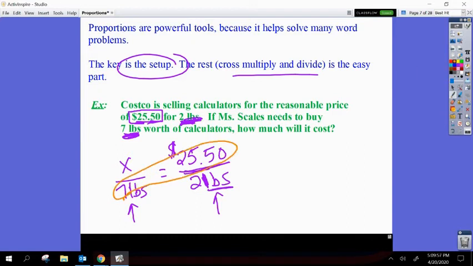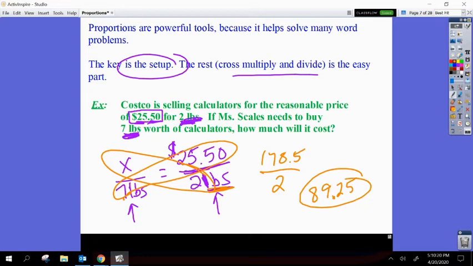7 times 2550. You'll certainly need a calculator for one like that. 7 times 2550 is 178.5. And then the leftover is 2, not 21, because that's 2 pounds. So then we divide by 2, and we get an answer of 89.25. Now, that's not the true answer because it doesn't have a label. Remember, we're looking for the number up top, which is labeled the dollars, so the price is $89.25 for 7 pounds.